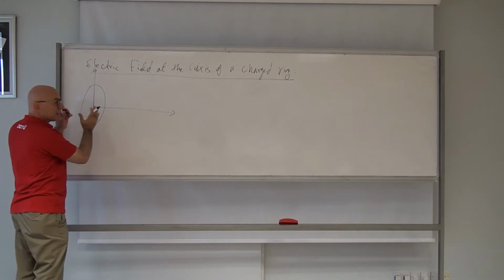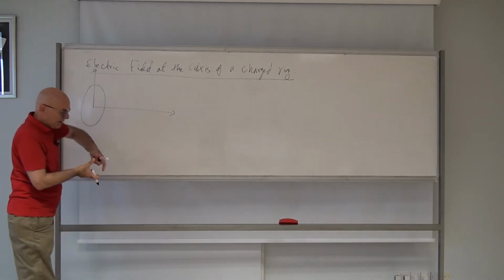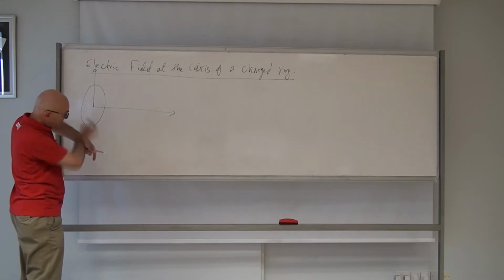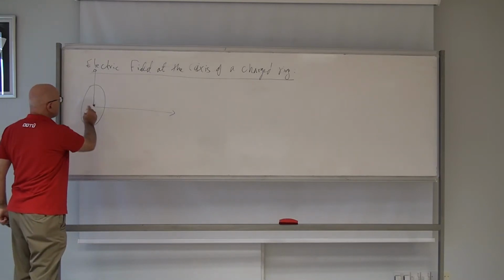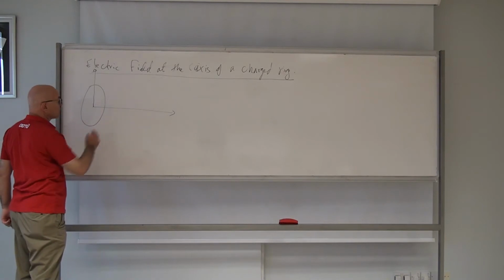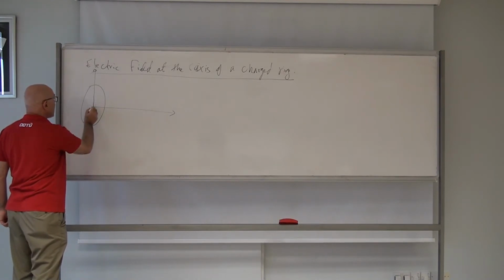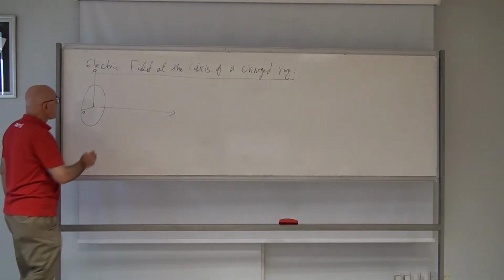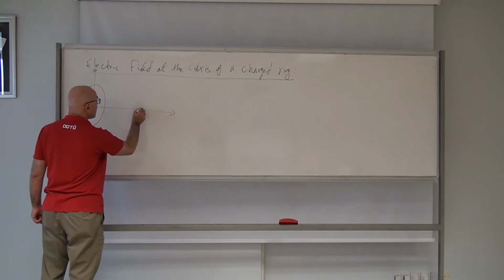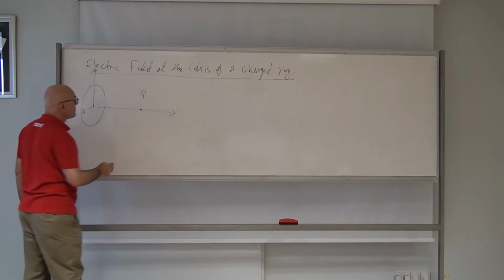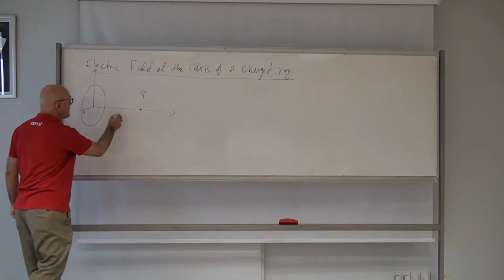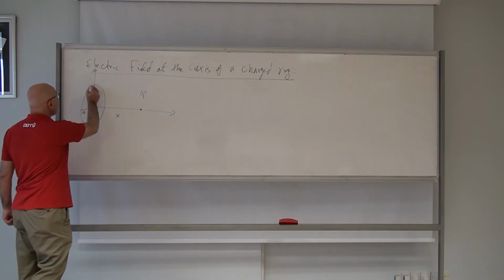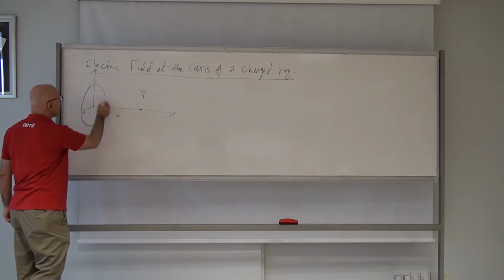Of course, this is a 3D shape, so think of the ring as coming out of the page, and the axis I'm choosing to be along the x-axis. The ring has a radius a, and I want to find the electric field at a point P, which is at some x. X can be anything.